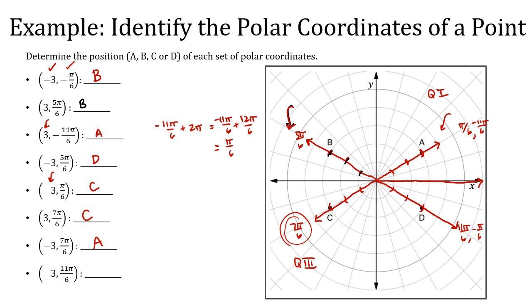And I think this is the last one, -3, 11 pi over 6. So 11 pi over 6 is in the fourth quadrant. And because that radius is negative, we're going to move from the fourth quadrant into the second quadrant, and I'm going to be at point B.